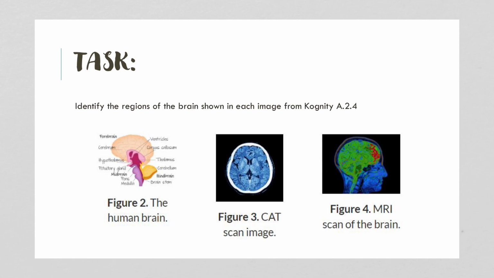Another task for you to do is to go to Cognate A.24 and complete the task that's there. Basically, you need to identify the regions of the brain shown in each of the images that are in that activity.